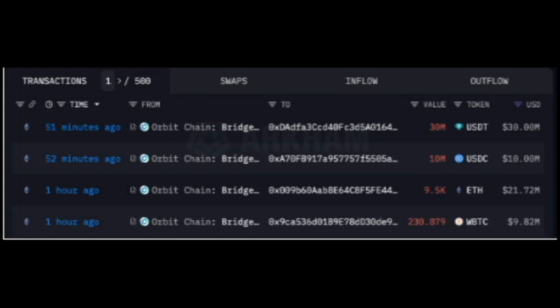According to data from blockchain analytics platform Arkham Intelligence, the hackers appear to have made off with a total of $81.68 million in ill-gotten funds. The purportedly stolen funds consist of $30 million in Tether, USDT, $10 million in USD Coin, 9,500 Ether, ETH, 231 wrapped Bitcoin, WBTC, and $10 million in the algorithmic stablecoin DAI, which have all been transferred to several fresh wallets. This is a developing story, and further information will be added as it becomes available.